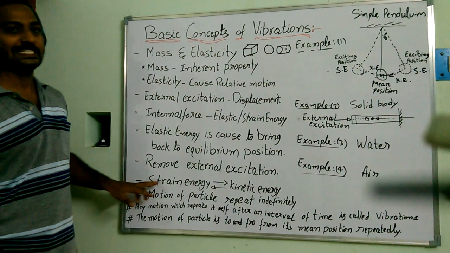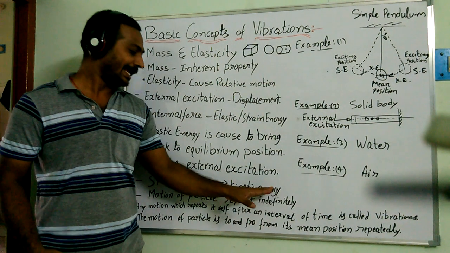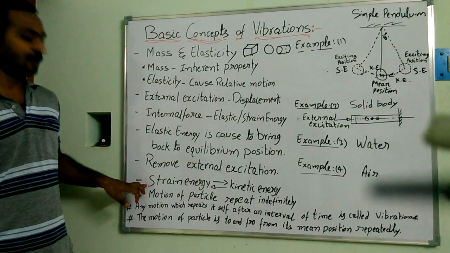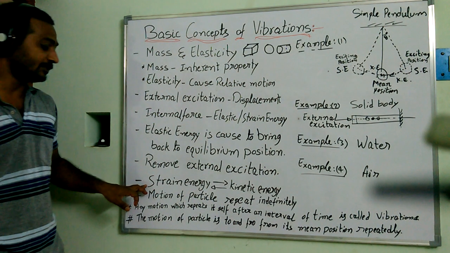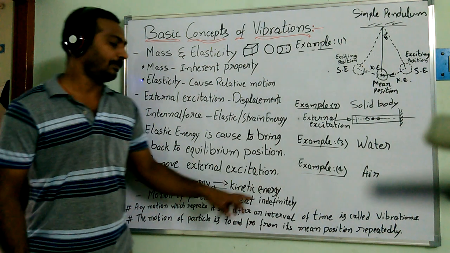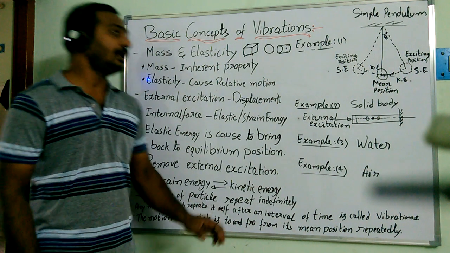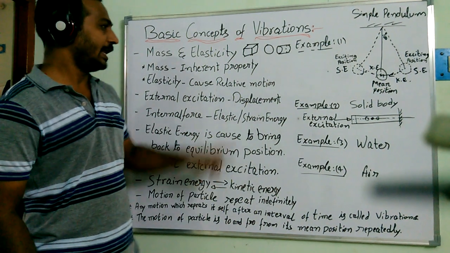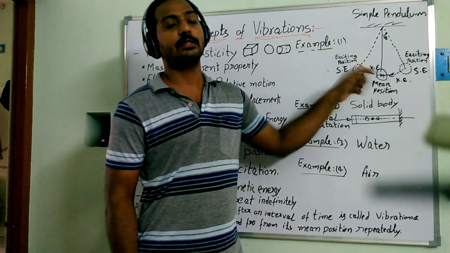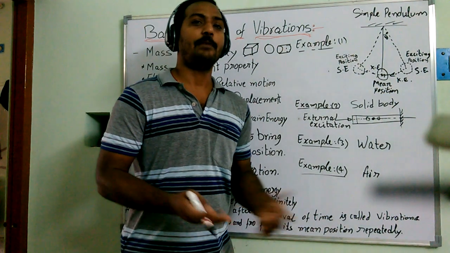The strain energy is converting into kinetic energy and kinetic energy is converting into strain energy. So in this way, the motion of a particle repeats indefinitely until the kinetic energy and the strain energy die within the system. Then we can say that there is no vibration.